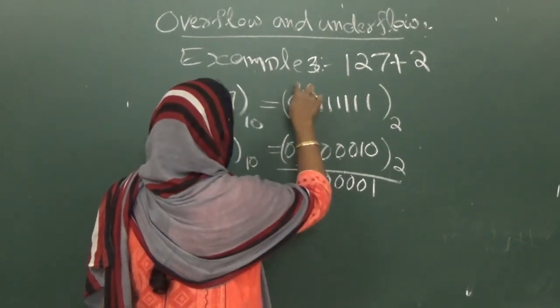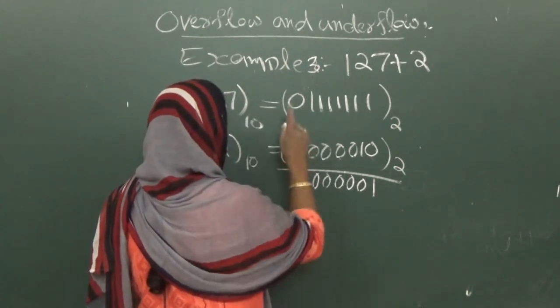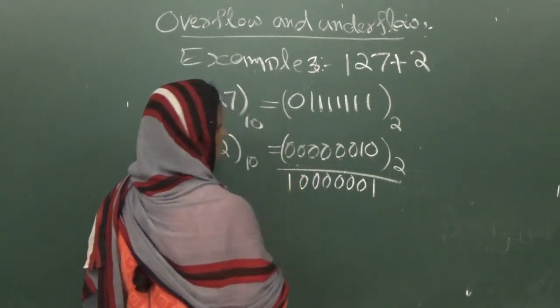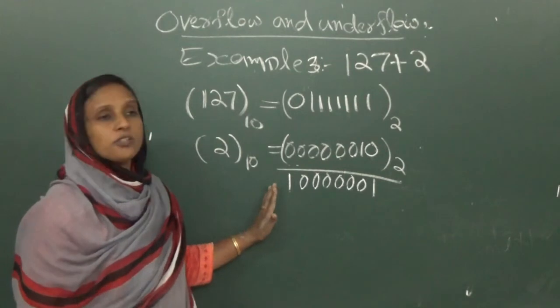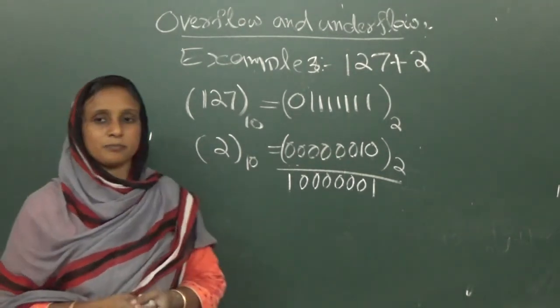Then 1, 0 plus 0. So 0 plus 0, 0 plus 1, 1. Okay. There is no lost carry here. You get your result like this.